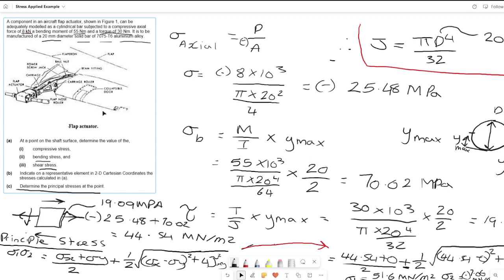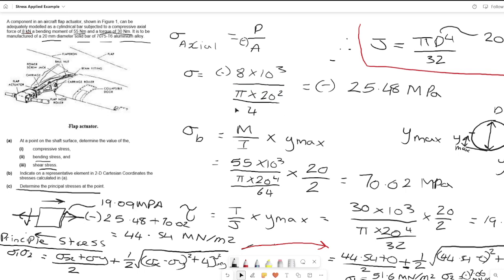The first part of this question is asking us, at a point on the shaft surface, to determine the value of the compressive stress, bending stress and shear stress. So what we've done here is we've calculated the axial stress. We know to calculate the axial stress on the shaft, it is the load divided by the cross-sectional area. We've got a value of 8 kilonewtons, so 8 times 10 to the 3 divided by pi times 20 squared, which is the diameter of the solid bar, divided by 4.